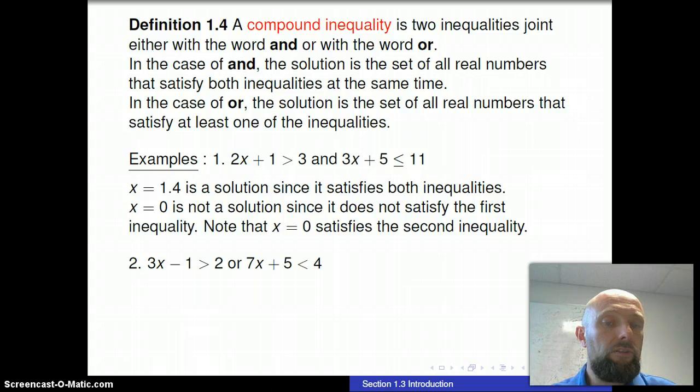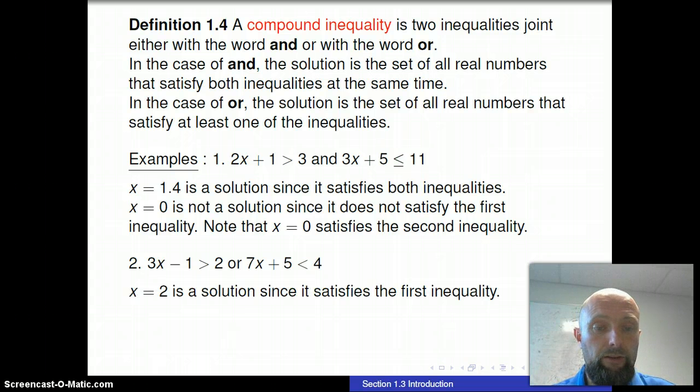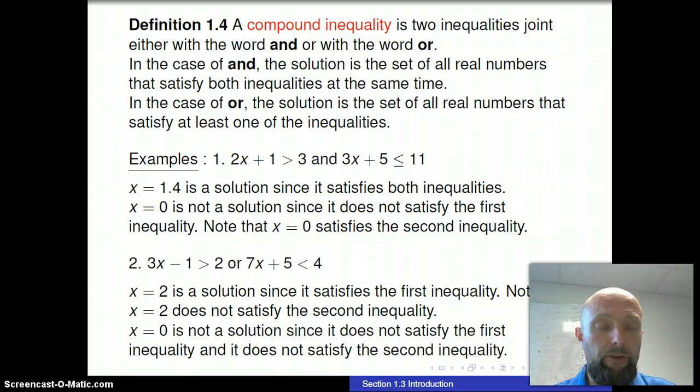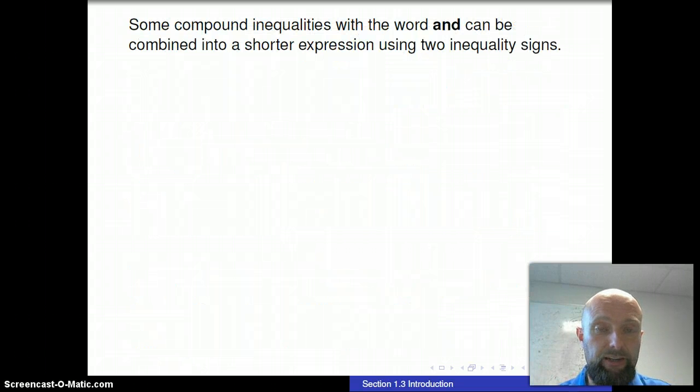Second example, 3x − 1 > 2 or 7x + 5 < 4. x = 2 is a solution since it satisfies the first inequality. Note that 2 does not satisfy the second inequality, but that is okay. In order to be a solution, it must satisfy at least one of the inequalities since we have an "or" inequality. Note that 0 is not a solution since it does not satisfy the first inequality and it does not satisfy the second inequality.